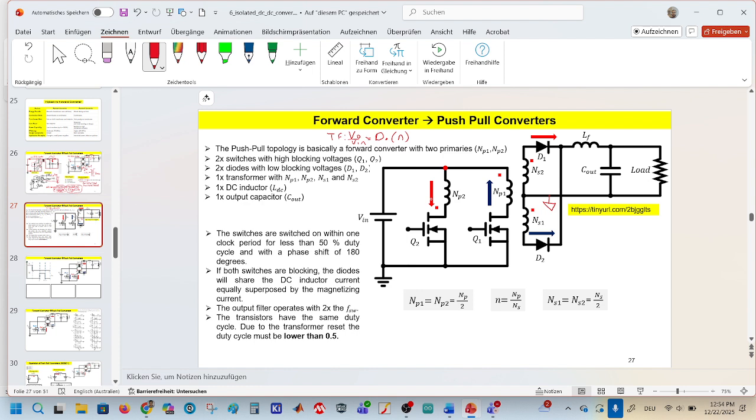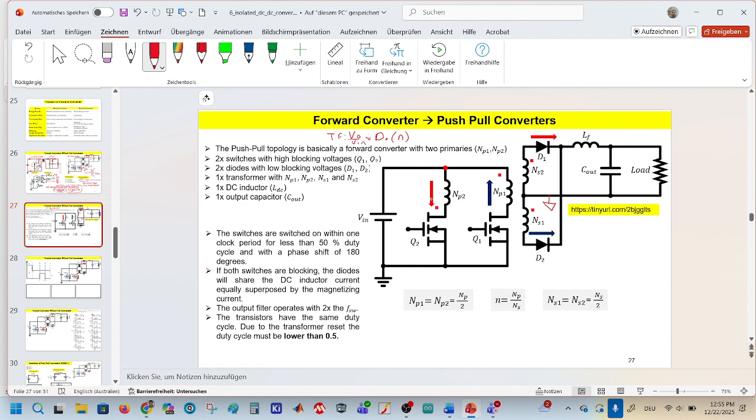And if you use, in this case, two switches and two diodes, the cost of this DC-DC converter would probably be higher than the forward converter. But the efficiency of the push-pull converter is, again, higher than the forward converter. We have one transformer. These two windings build up the primary side, and they are responsible for the secondary side.